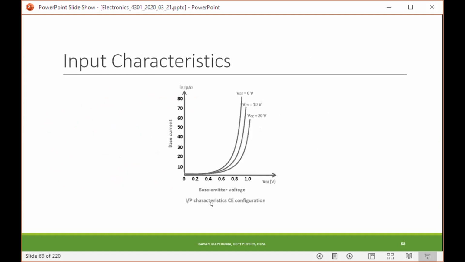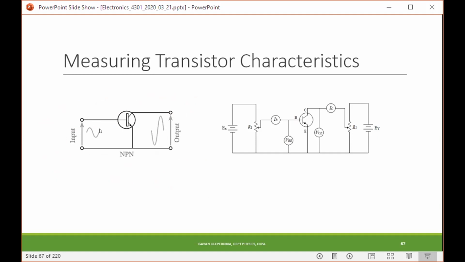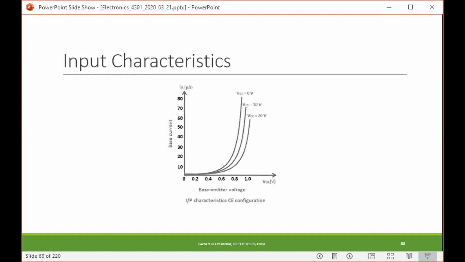What will happen to the input current if you change the input voltage? That is known as the input characteristic. You are changing the input voltage and looking at what's happening to the input current. So that is what this graph is. Input voltage means VBE, the base voltage with respect to the emitter, because the emitter is the other input terminal. And this is the input current, IB.